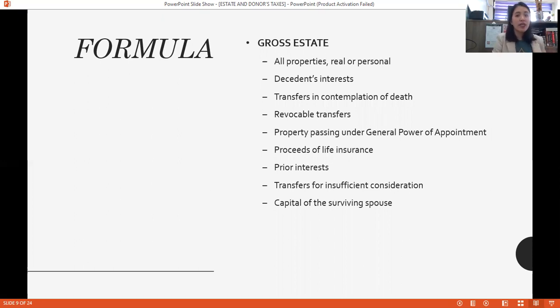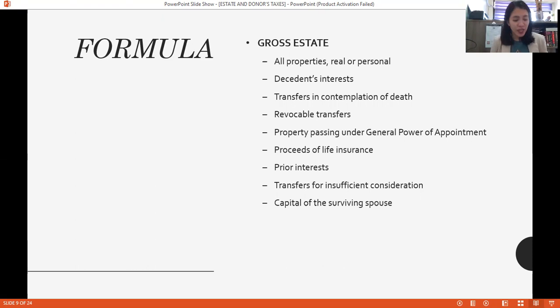So ito yung sinabi ko kanina, no? Lahat ng properties, real or personal. Okay? Then, meron tayong mga additional dyan ng mga items. No? We have decedent's interest. So kapag meron siyang mga interest, no, in other properties, like for example, merong common property, tapos meron siyang income from that common property, kasali yun siya.